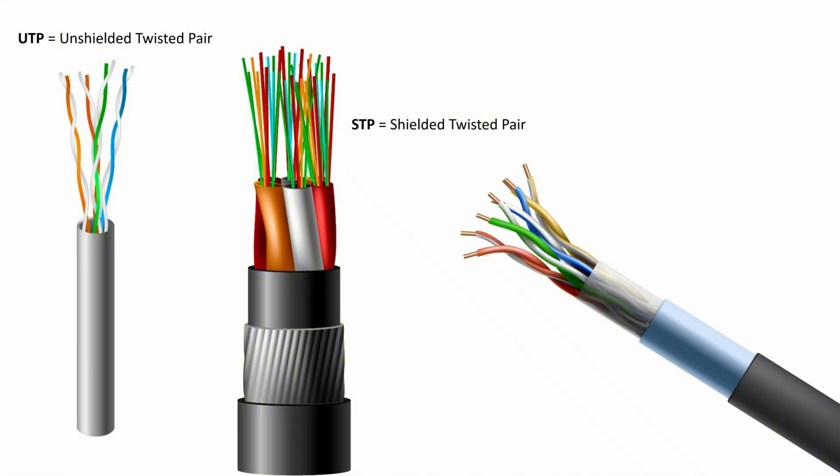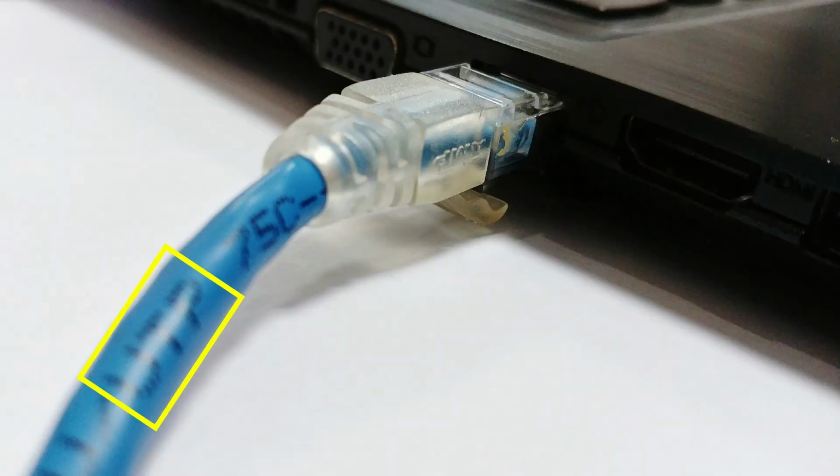How do you know which type of cable you're holding? There are markings printed on the cable. For example, STP means shielded twisted pair, UTP means unshielded twisted pair.